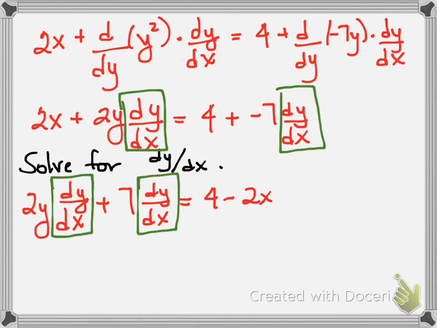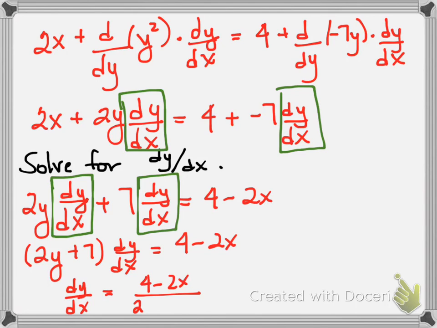And now again, we've got dy/dx appearing in two places. We want there only to be one dy/dx, so we're going to factor it out and get (2y plus 7) times dy/dx equals 4 minus 2x. And then dividing both sides by 2y plus 7, we get dy/dx equals (4 minus 2x) over (2y plus 7). And there's our formula. I know there is a y in the formula for dy/dx, but remember this was an implicitly defined function to begin with. We implicitly defined y, and so it makes sense there would be a y in our answer.